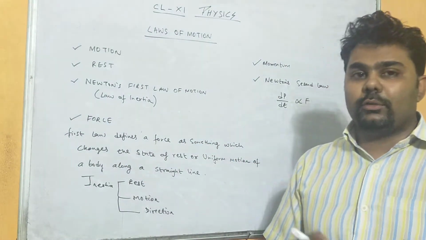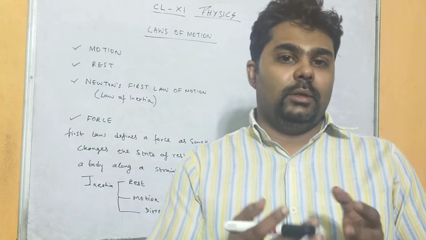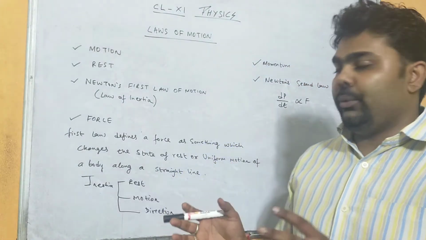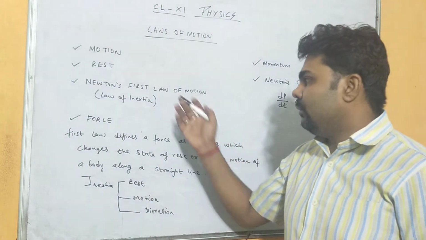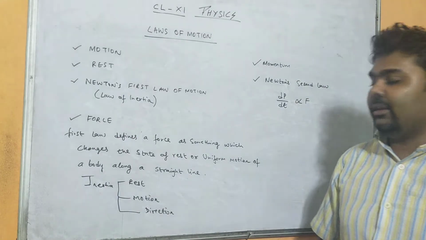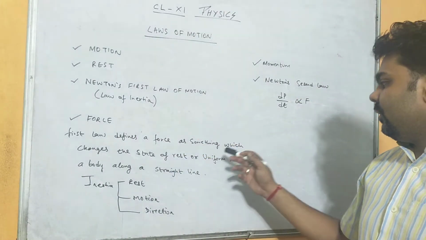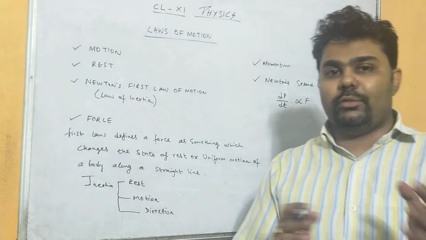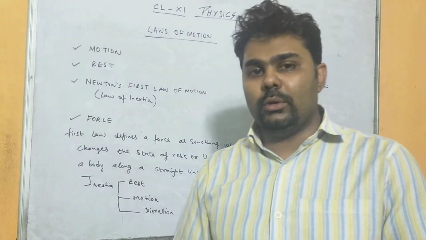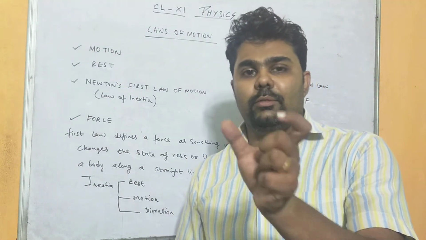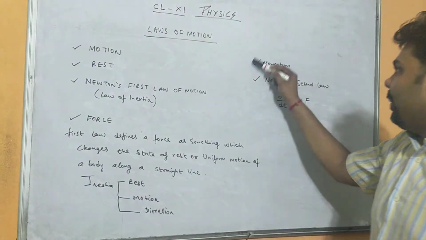Generally, in our junior classes, we have learned that force is that external agency or term which we use only for push and pull. But here, Newton's first law of motion has explained force as something which changes the state of rest or uniform motion of a body along a straight line. Any physical quantity which changes the state of rest or uniform motion of a body is considered to be force.